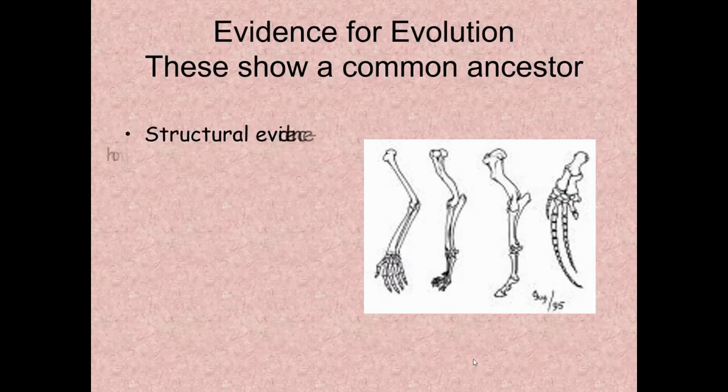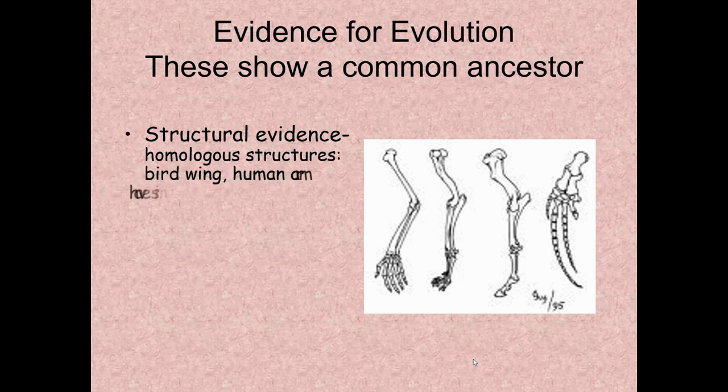So what is some of the evidence for evolution? Well, homologous structures, right? We could look at the bones and just say, hey, we have the same exact bones. Our appendages might do something different, like a bird wing and a human arm, but they're all the same bones. So if they have the same bones, we might have the same common ancestor.